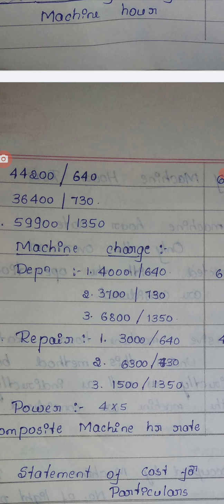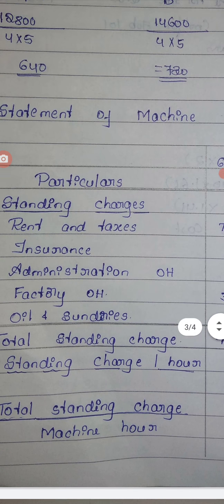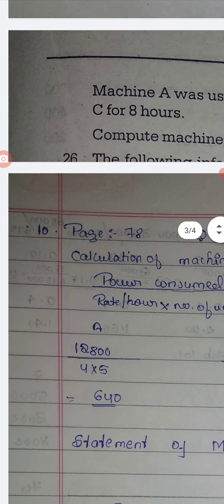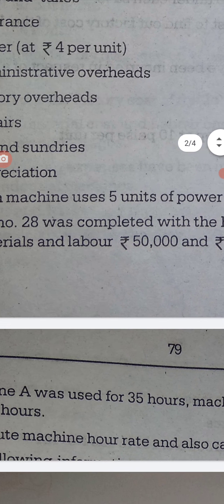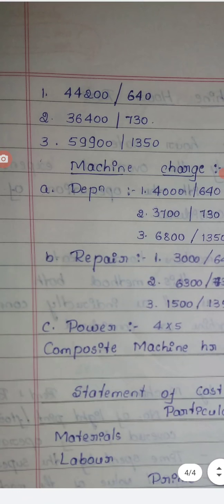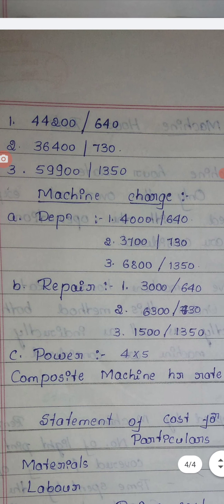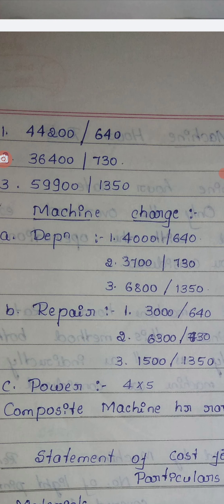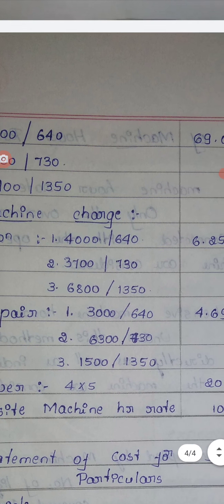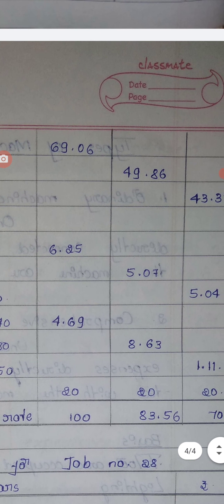So depreciation we have to calculate here. Depreciation is given straight away, so no problem, you have the amount of depreciation given. So this divided by, for variable hours you have to divide it by the machine hours. Okay, so 4000 divided by 640, 3100 or 700, 700 divided by 730, 6800 divided by 1000. So like this, calculations for 3 machines.